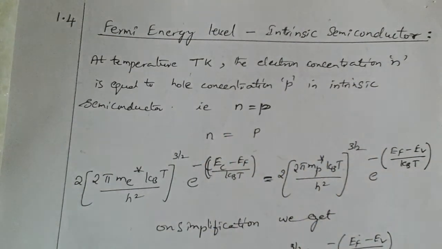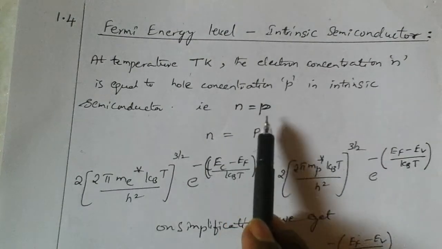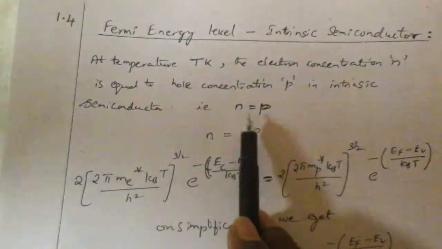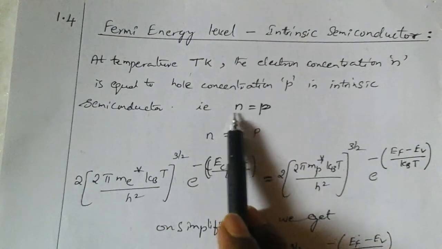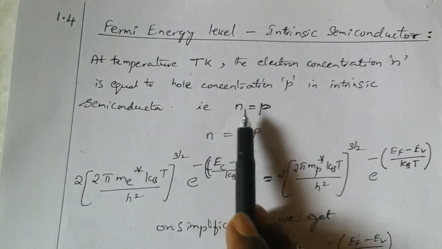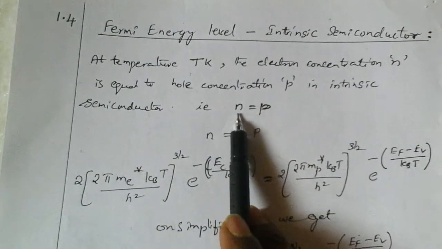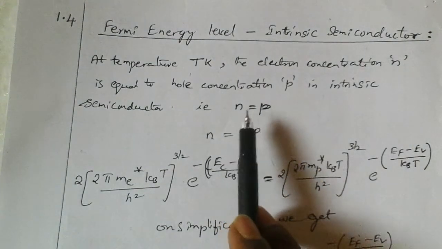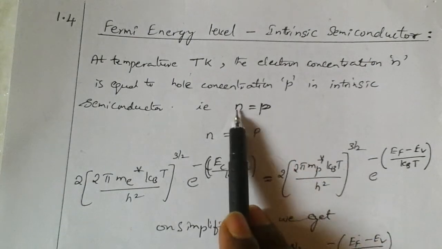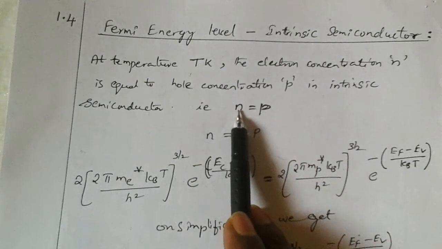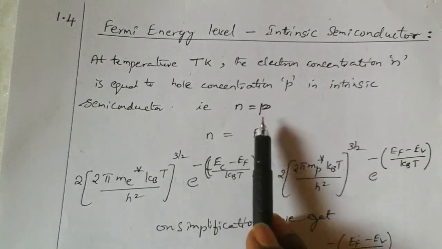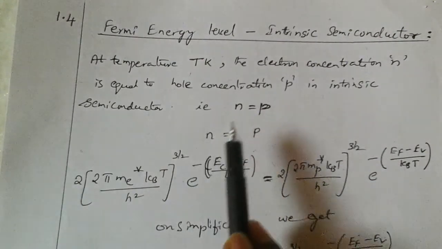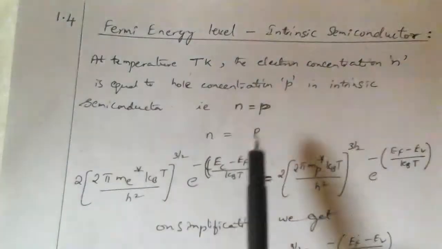We should remember that the number of electrons and the number of holes in an intrinsic semiconductor are the same. The number of electrons in an intrinsic semiconductor and the number of holes in an intrinsic semiconductor are equal. So n is equal to p.